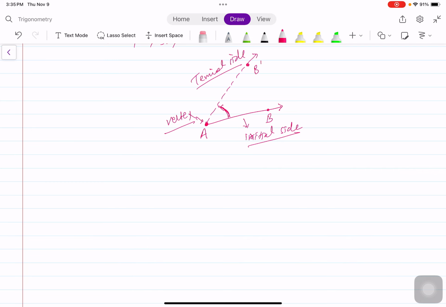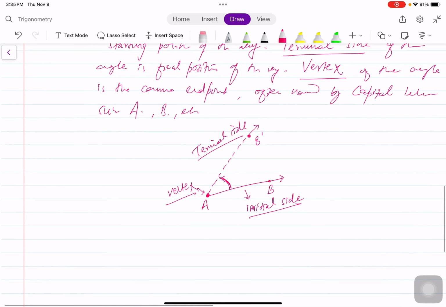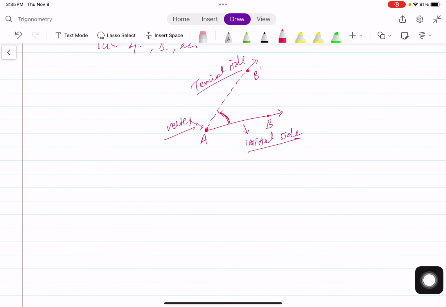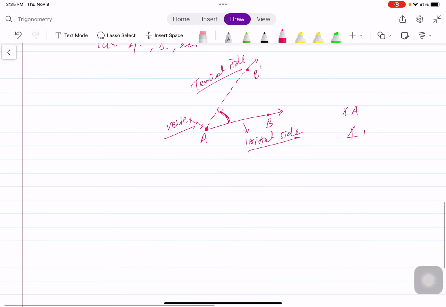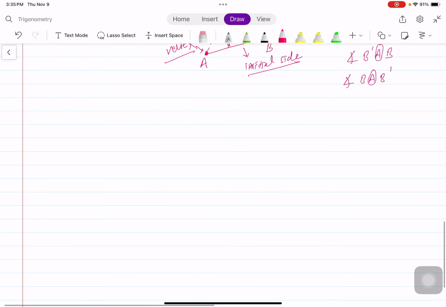Sometimes we also denote these angles by this sign, angle A, or sometimes you read this angle like angle B prime AB, or some may read as BA B prime. So the vertex is at the middle position.